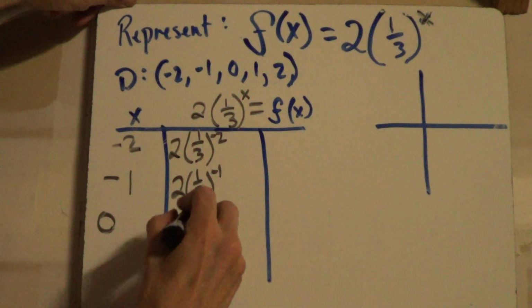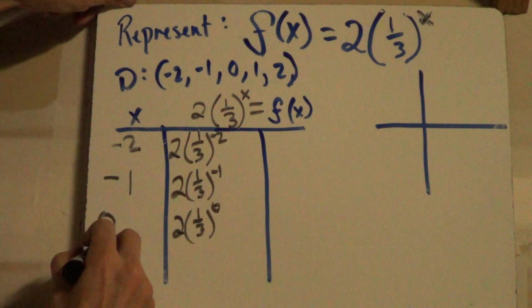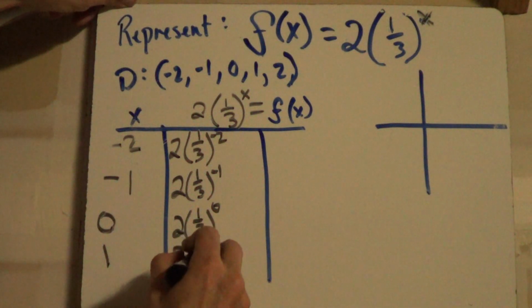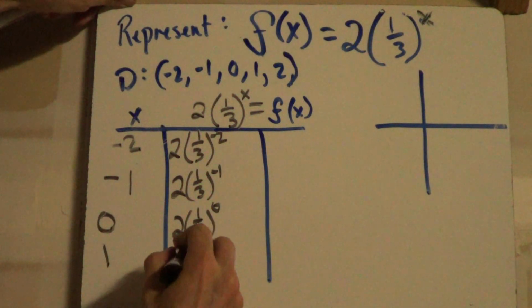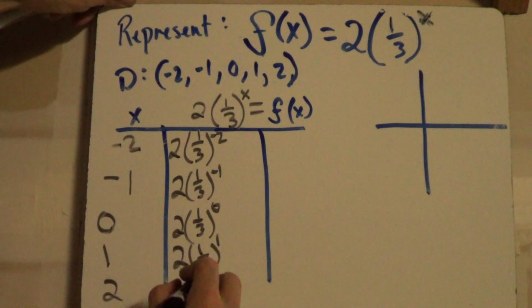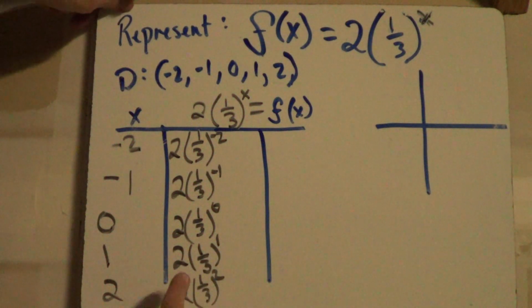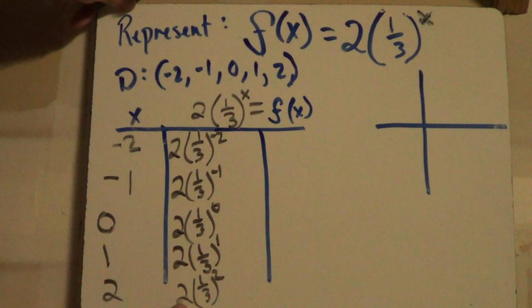0, 2 to the 1/3 to the 0th. 2 to the 1/3 to the 1st. And 2 to the 1/3 to the 2nd. Okay, that last property is going to come into play here. The first thing we do, order of operations, would be that we don't multiply first, we raise to the exponent.